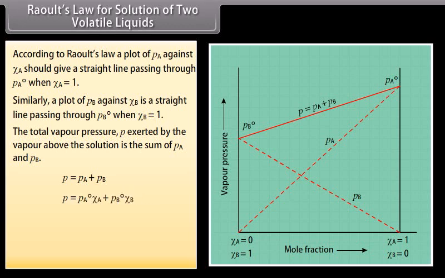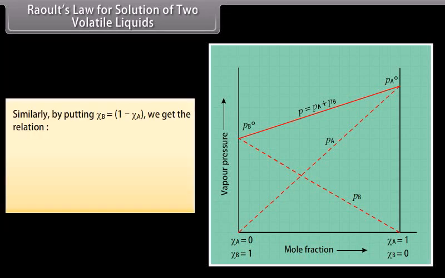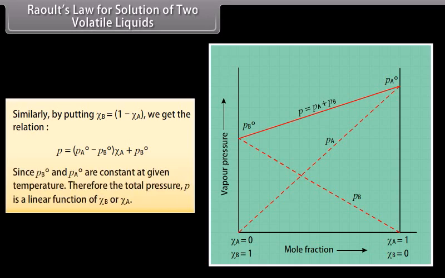By putting XA is equal to 1 minus XB, we get the relation P is equal to (PB naught minus PA naught) multiplied by XB plus PA naught. Similarly, by putting XB is equal to 1 minus XA, we get the relation P is equal to (PA naught minus PB naught) multiplied by XA plus PB naught. Since PB naught and PA naught are constant at given temperature, therefore, the total pressure P is a linear function of XB or XA.